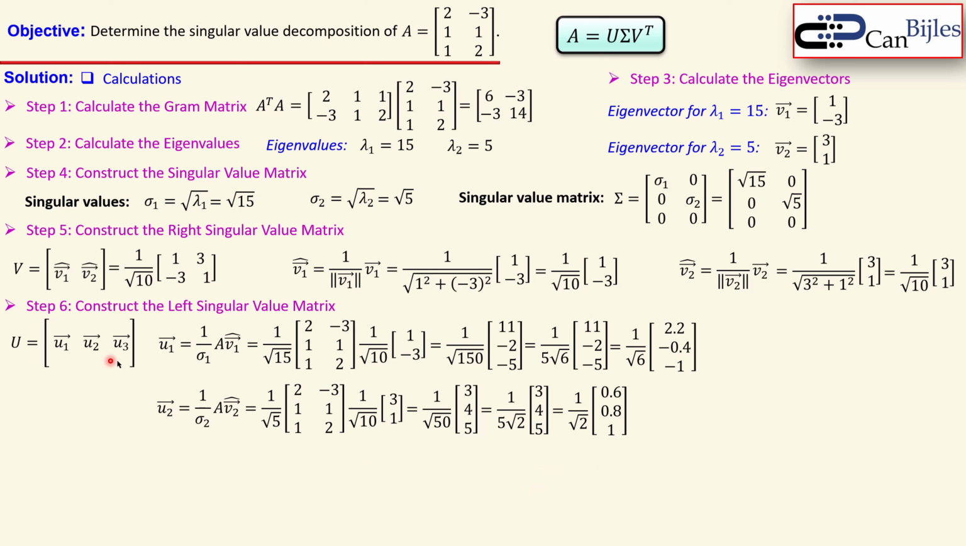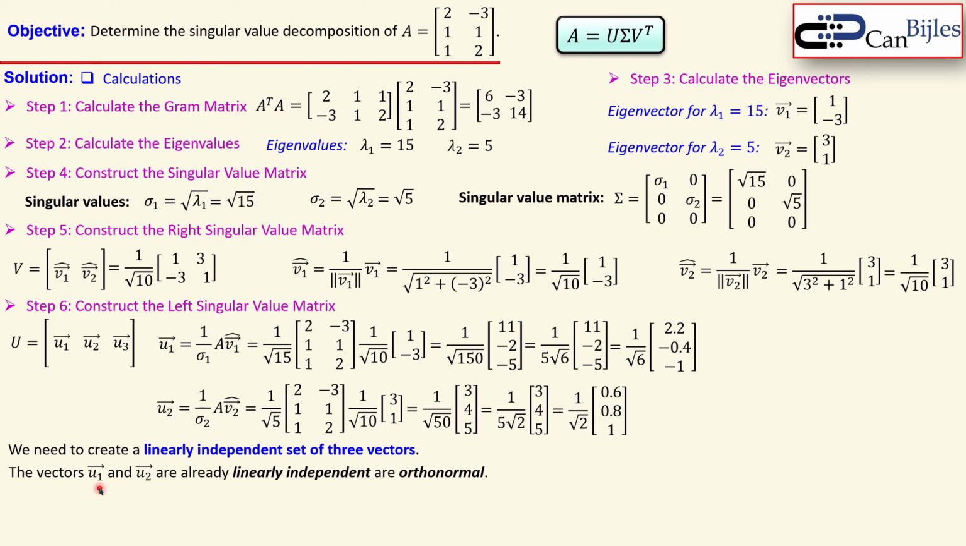Now we need a third unit vector here. So we need to create a linearly independent set of 3 vectors. We only have 2. The vectors u1 and u2 are linearly independent already and also orthonormal. If you look at the length of them, those are 1, and also they are orthogonal to each other. So we call them orthonormal.